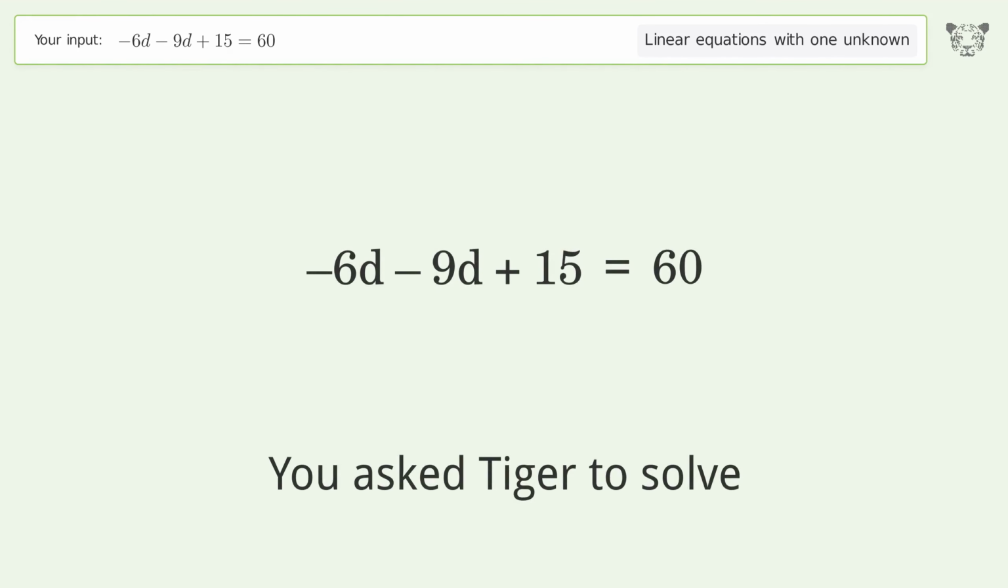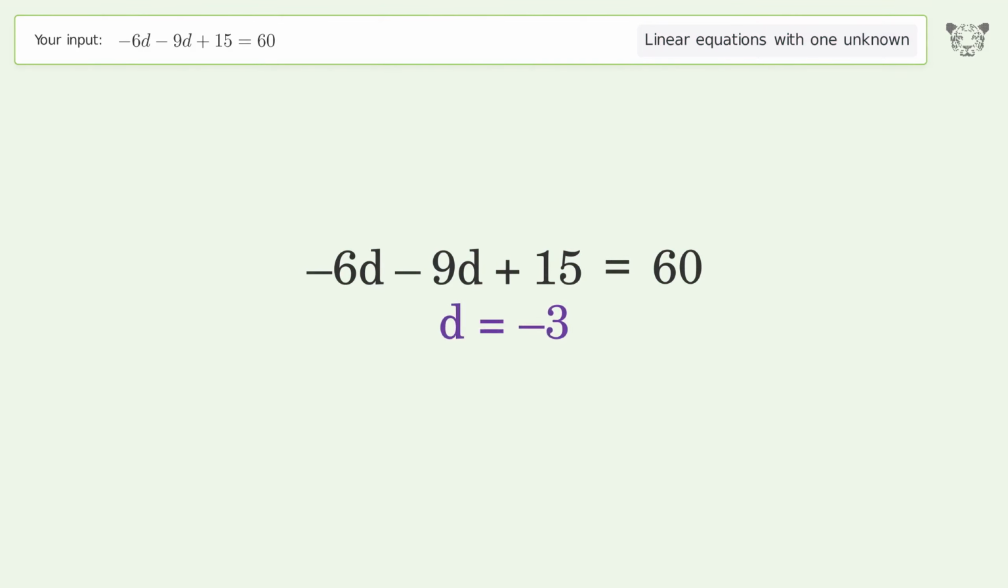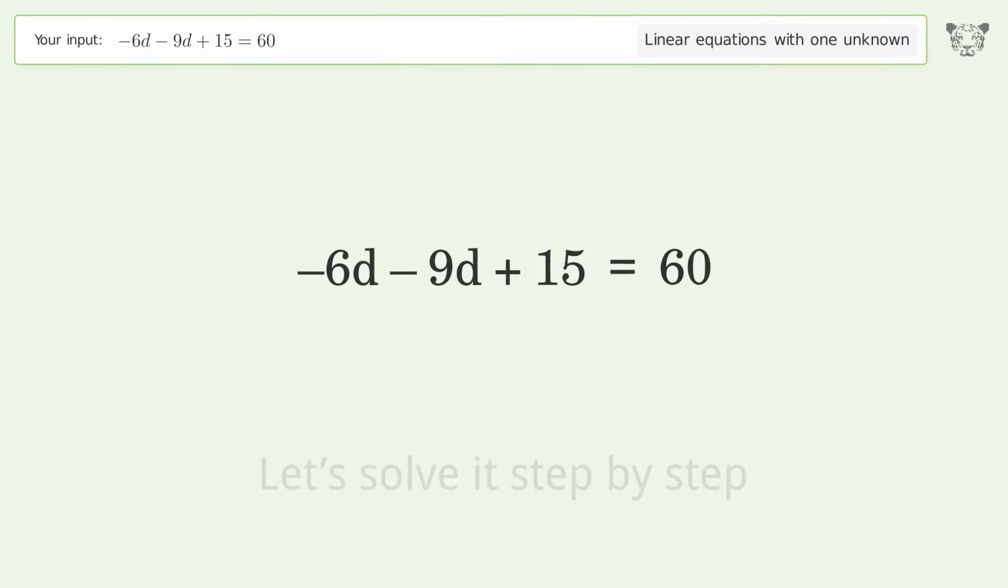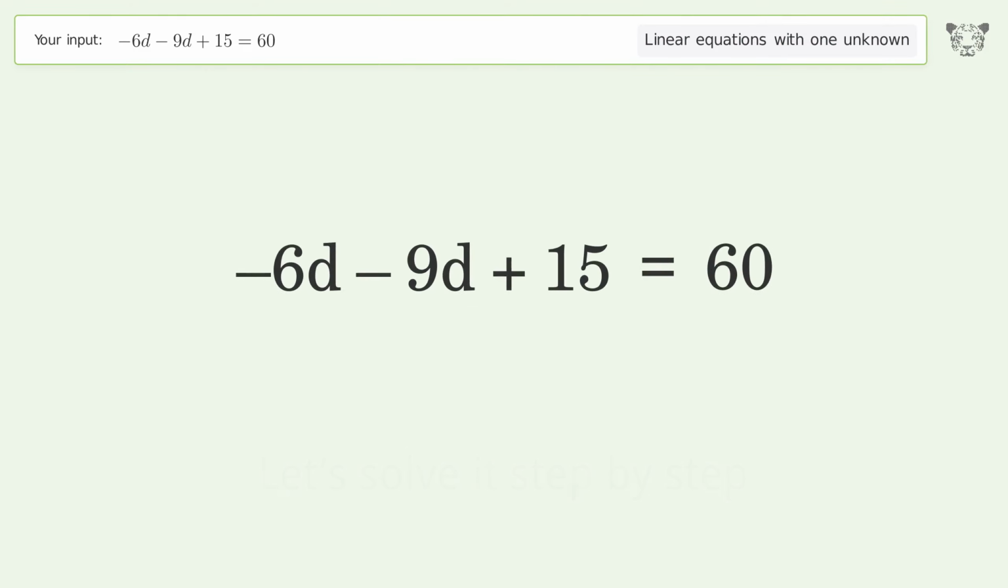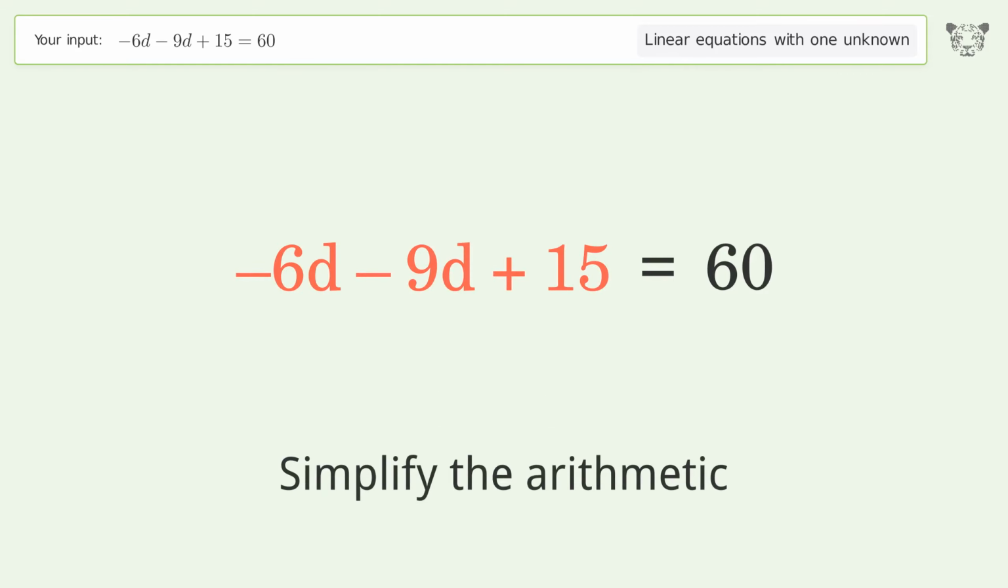You ask Tiger to solve. This deals with linear equations with one unknown. The final result is d equals -3. Let's solve it step by step. Simplify the expression. Simplify the arithmetic.